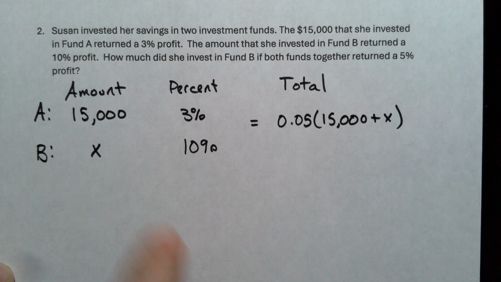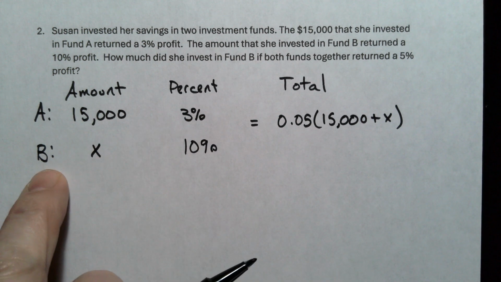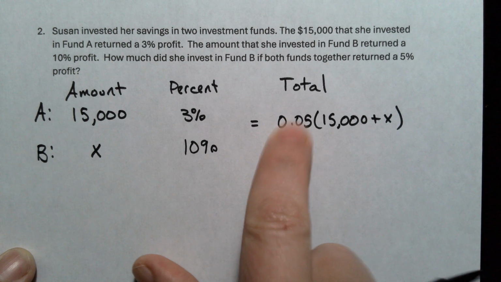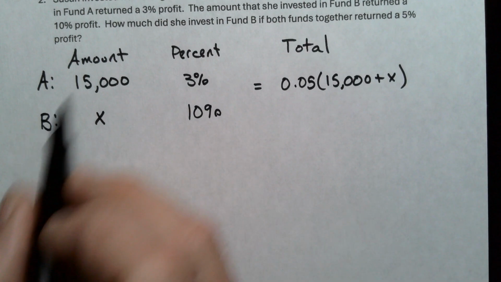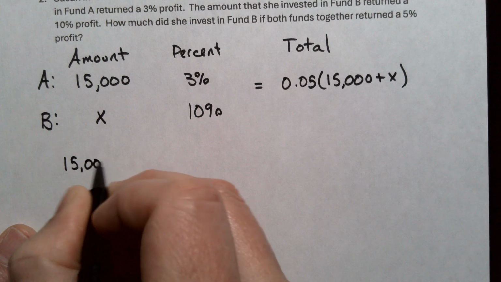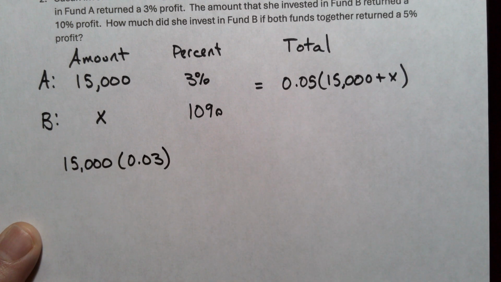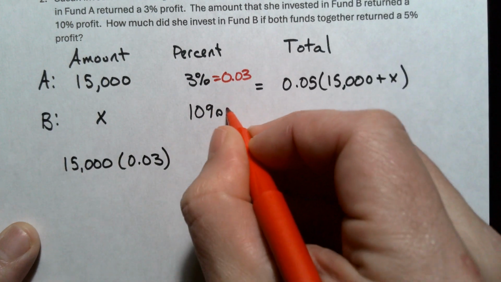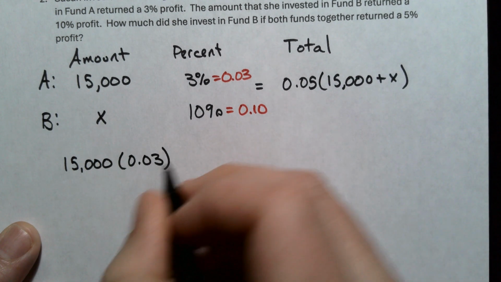Okay, so she put this much in plan A at 3%, this much in plan B at 10%, and she netted a 5% profit on the total. So this is our equation, and to get these two in equation form, it would be 15,000 times 3%, or 0.03. Remember that 3% can be written as 0.03, and 10% can be written as 0.10. Okay, so we have A.